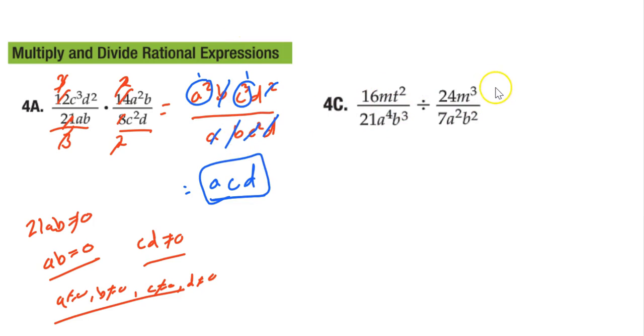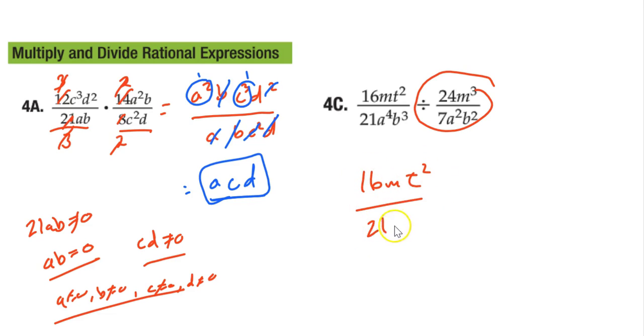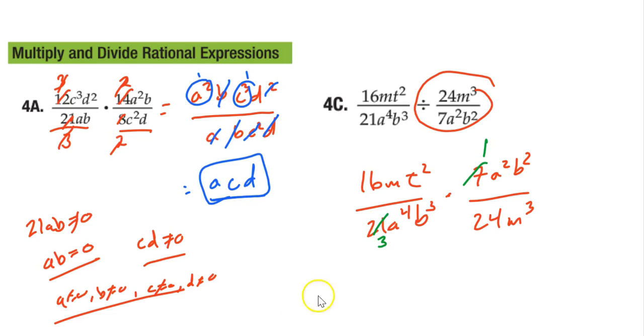Right now, notice this divide sign, so we're going to flip the right hand side. So 16m t squared over 21 a^4 b cubed times the reciprocal, 7a squared b squared over 24m cubed. And again, I like to do the numbers and variables separately. This makes it easier for me. So with my numbers here, 7 and 21 do cross reduce, 1 and 3. Now 16 and 24 reduce also.